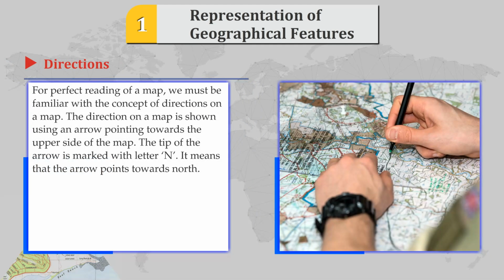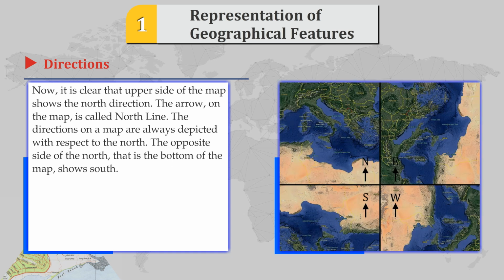Directions. For perfect reading of a map, we must be familiar with the concept of directions on a map. The direction on a map is shown using an arrow pointing towards the upper side of the map. The tip of the arrow is marked with the letter N. It means that the arrow is pointed towards north. Now, it is clear that the upper side of the map shows the north direction. The arrow on the map is called the north line.